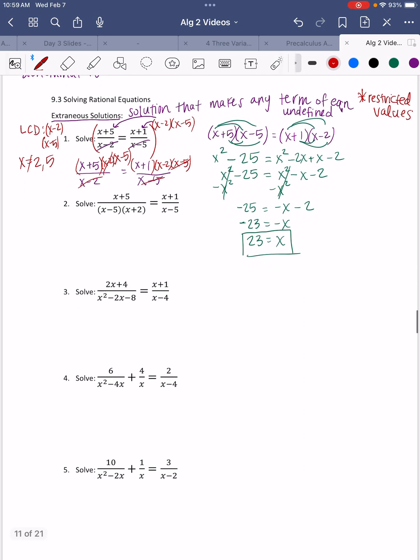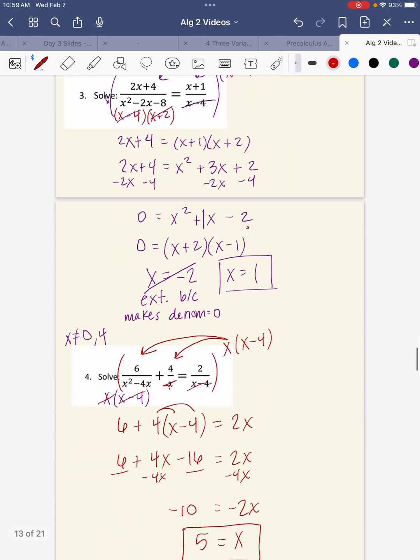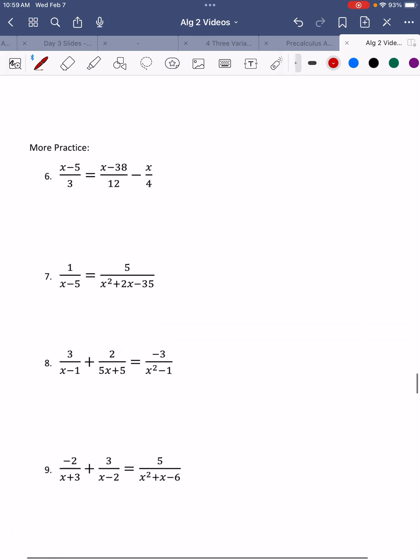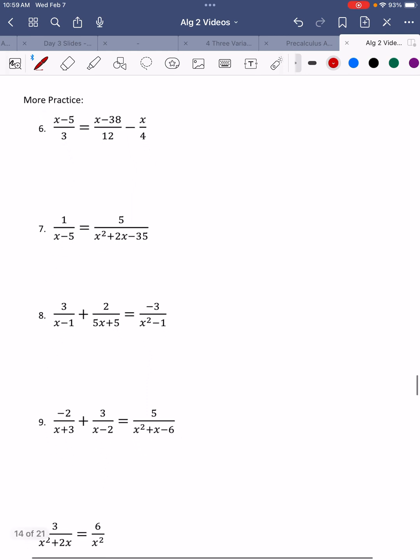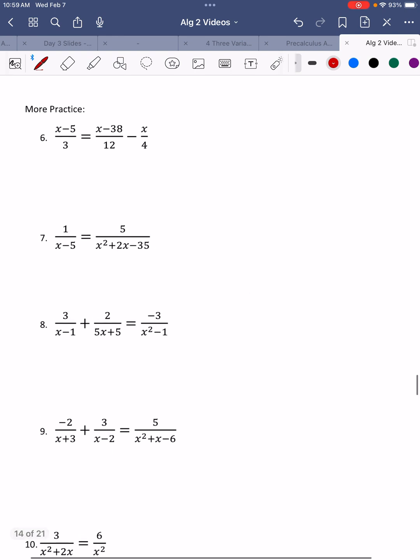So I'm actually going to go to the back of the notes. You're welcome to go to Canvas and check any of these on Canvas. But on the back page, I'm going to start with number 6. This one actually, as people worked it in class, ended up being trickier than expected. And let's see why. So our common denominator, I have a 3 and a 12 and a 4.